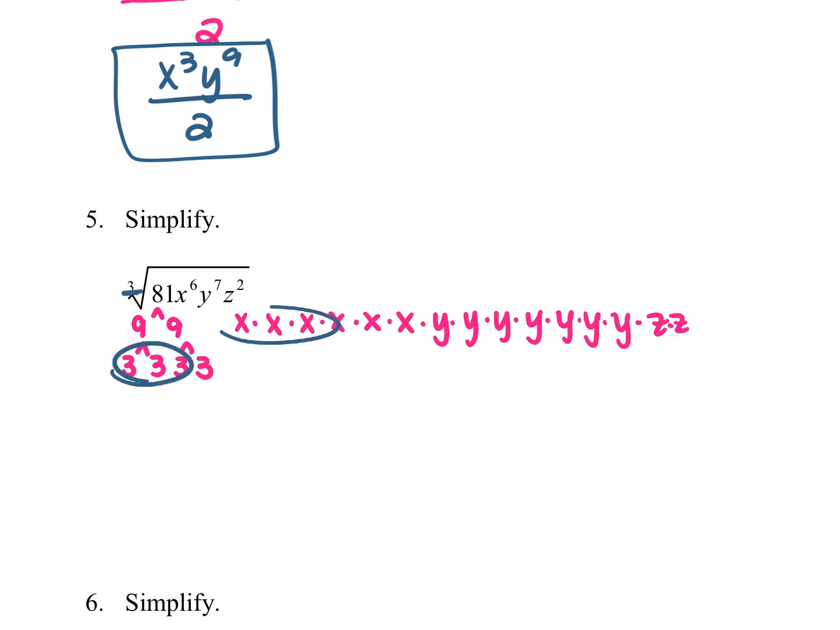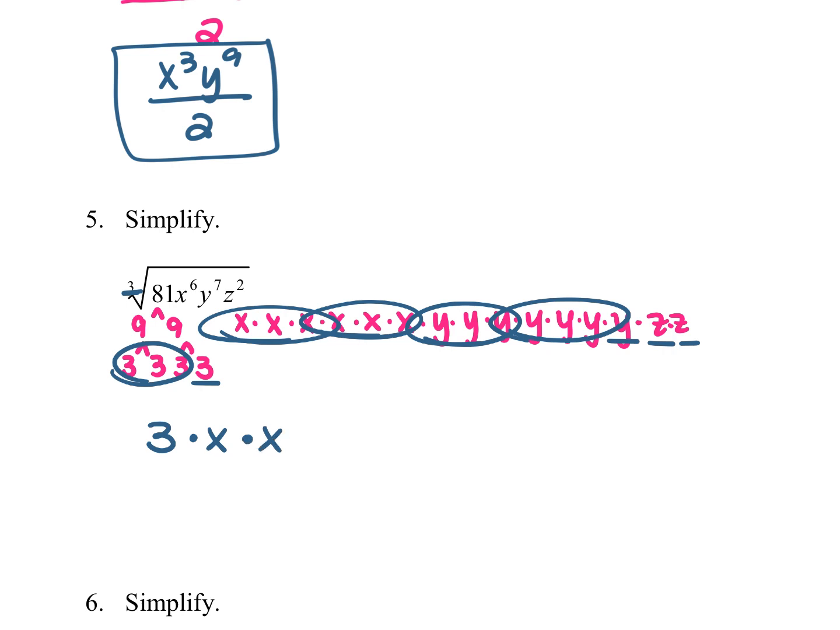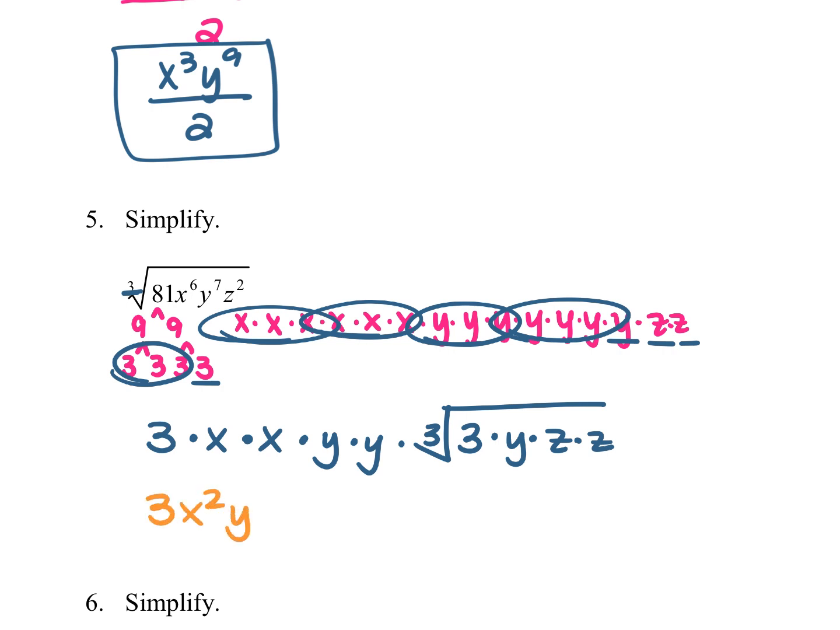You have a set of 3 3s, 3 x's, 3 x's, 3 y's, 3 y's. What's left over is the 3, the y, and the 2 z's. So this 3 that groups up, the x that groups up, the other x that groups up, the y that groups up, the second y that groups up, that's all going to be multiplied together on the outside. On the inside, you'll have the 3 that's left over, the y that's left over, and the 2 z's that are left over. So we multiply all of this. This gives us 3x squared y squared times the cube root of 3y z squared.